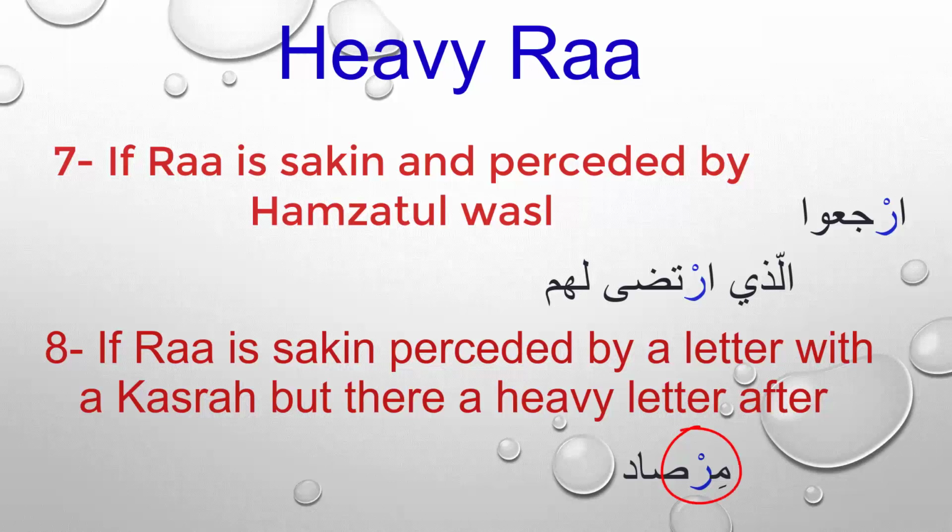Let's see another example. Like in the word قرطاس. Ra is a second letter, between kasra before and a heavy letter after, letter Ta. So Ta wins. Ra is gonna be heavy just as Ta.